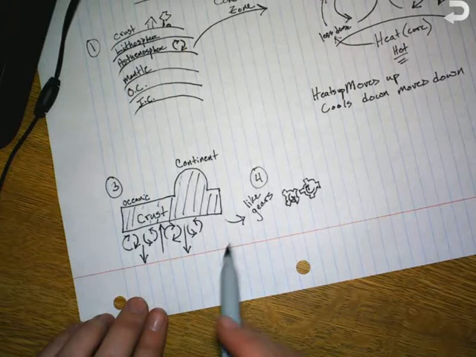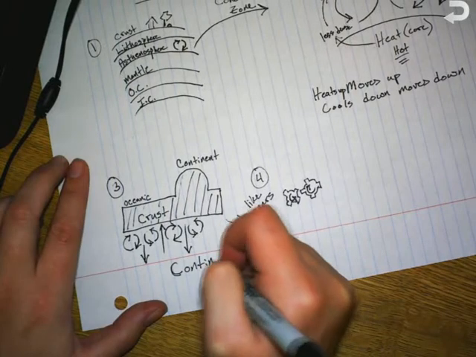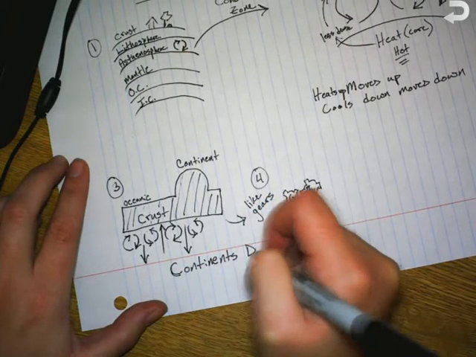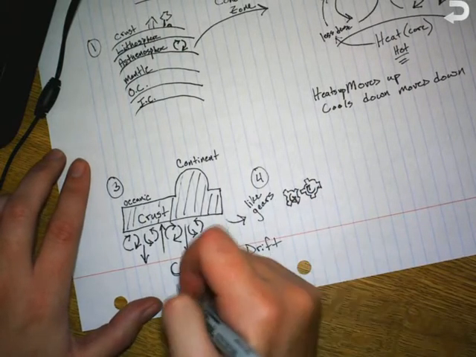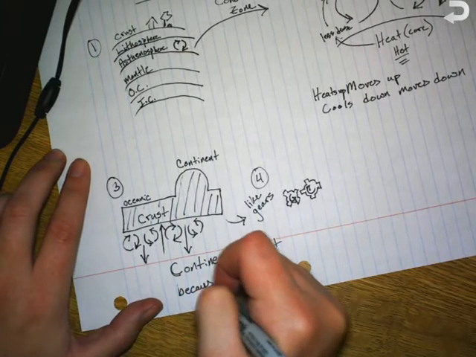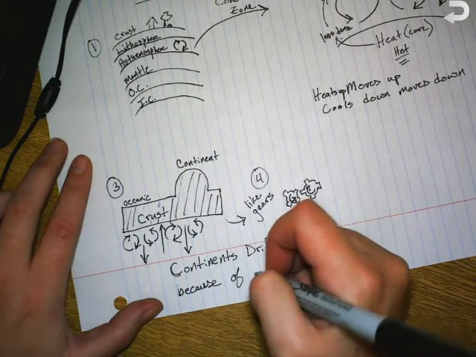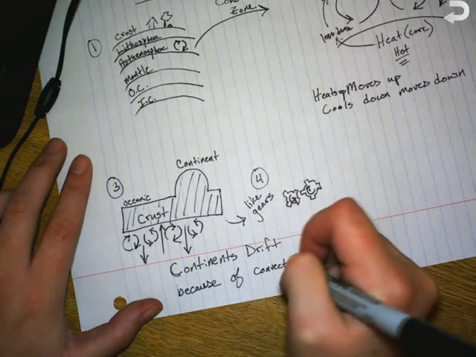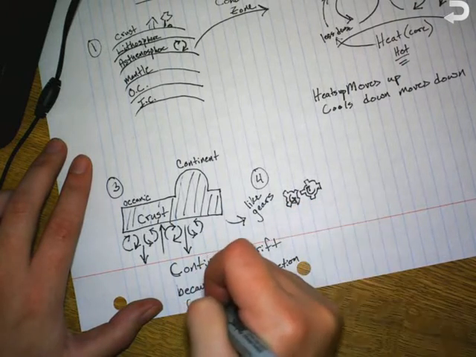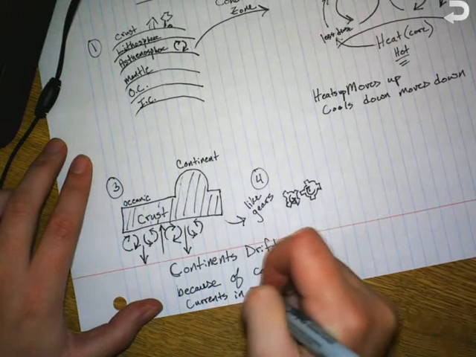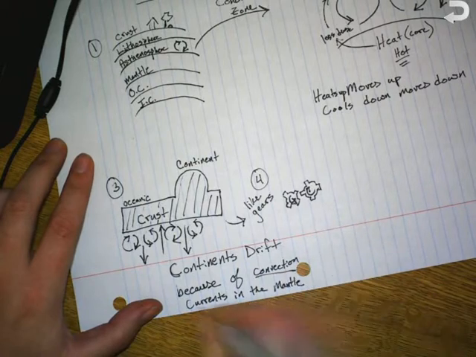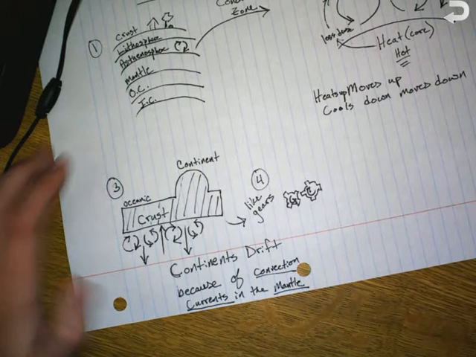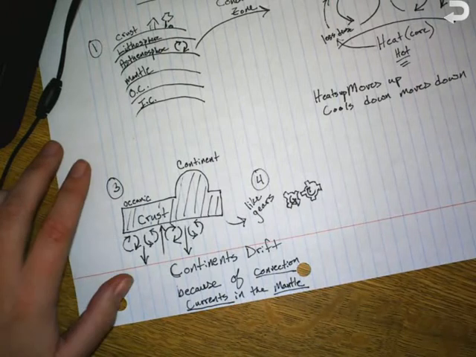Okay, so that means that continents drift or move because of convection currents in the mantle. I'm going to underline convection currents and mantle. So it works kind of like a conveyor belt.